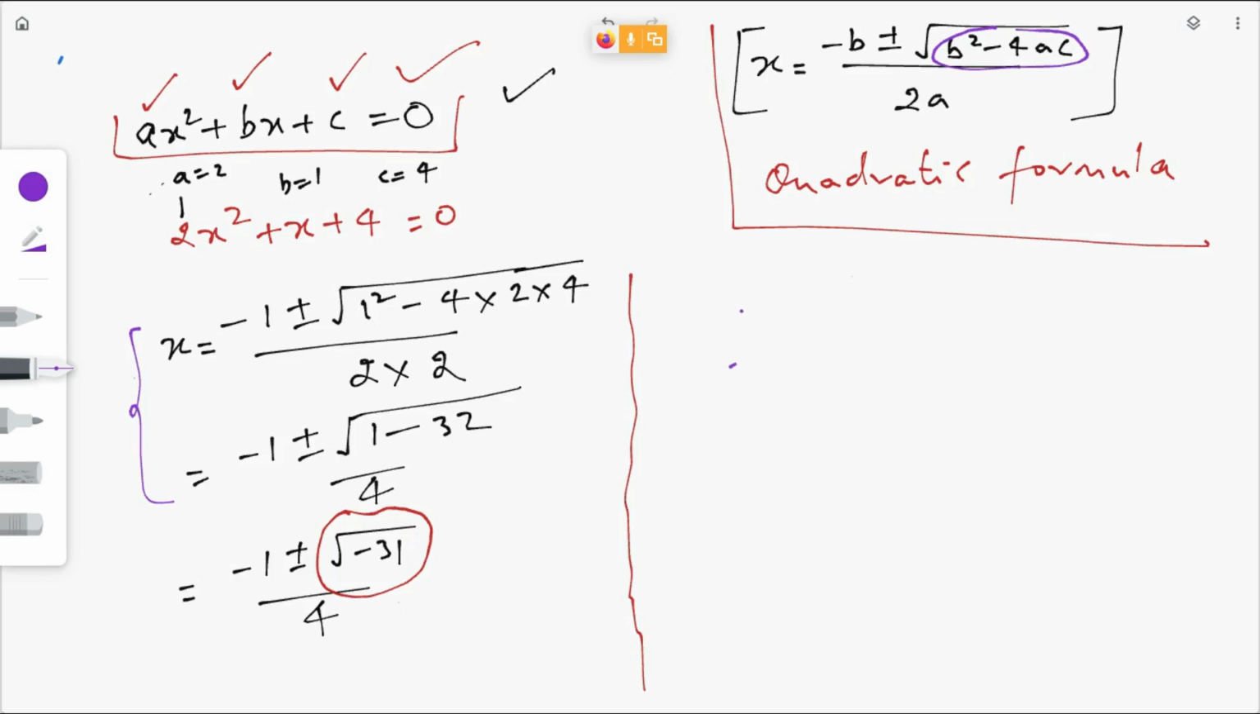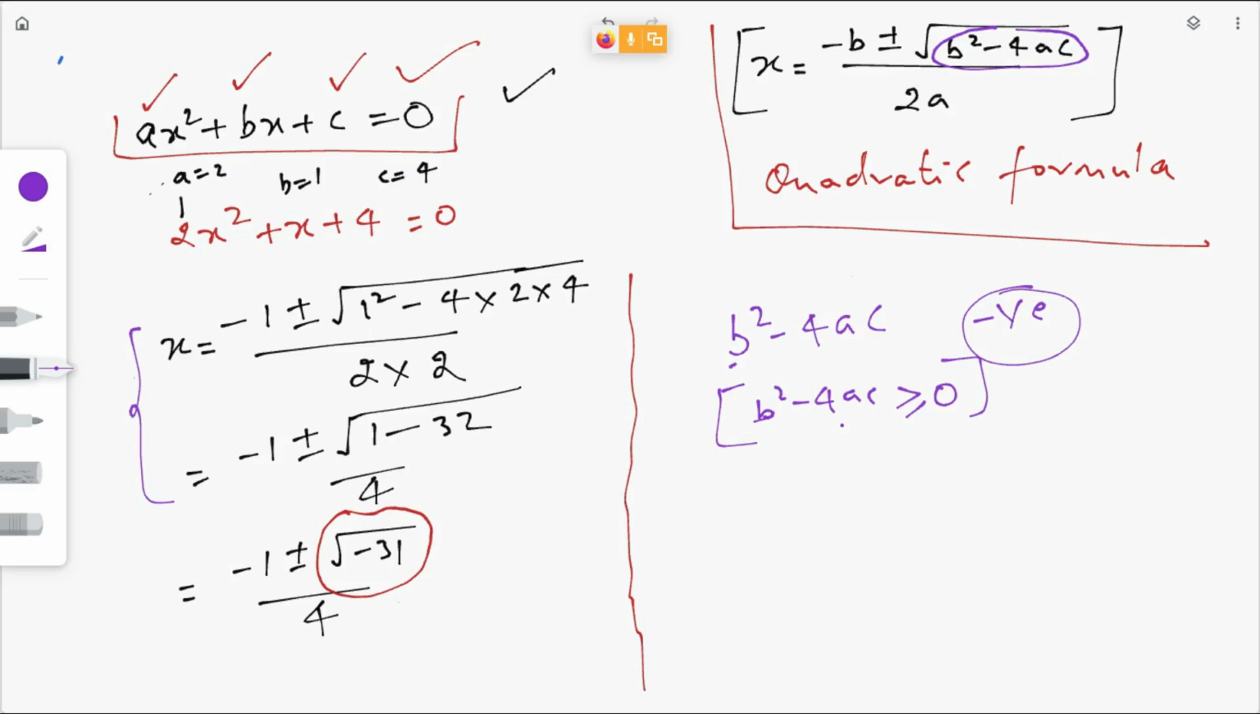When you find this b square minus 4ac, if it is a negative number, then definitely we will be stuck here. You don't get the roots. So instead of these steps, I will just find b square minus 4ac. If it is a positive number or 0, that is, b square minus 4ac greater than or equal to 0, then the real roots exist. Remember this point. Whenever a quadratic equation is given, the first thing you need to do is find b square minus 4ac.